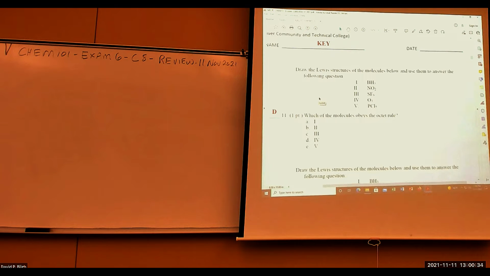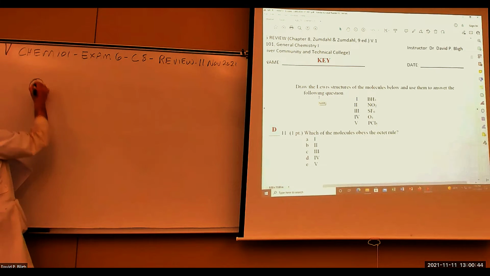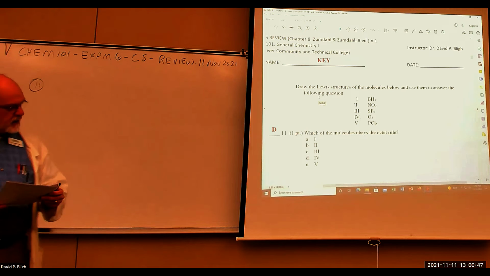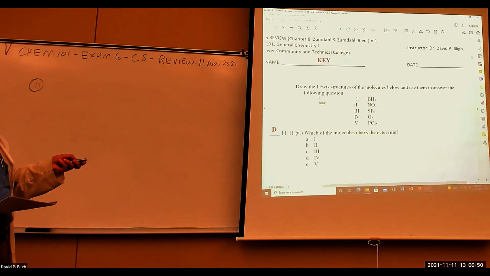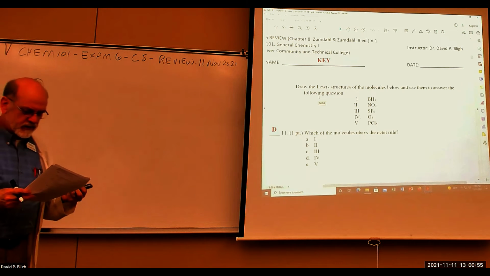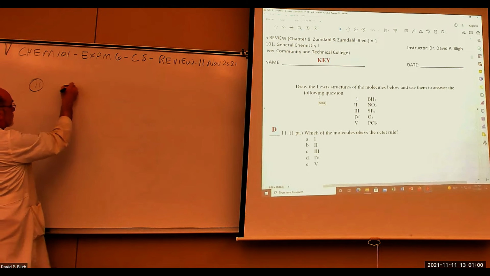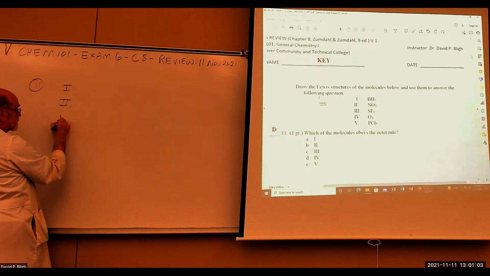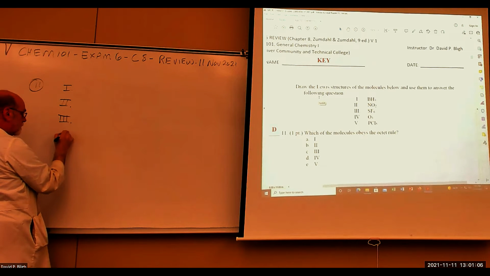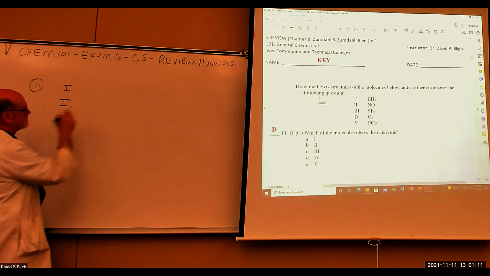Now if we go down to number 11, is that on my list? Yep, number 11. We're using these Roman numerals 1, 2, 3, 4, and 5 to answer the question: which of the molecules obeys the octet rule? So in this case, you need to draw the Lewis dot structure and just see which one can obey the octet rule. Boron trihydride.